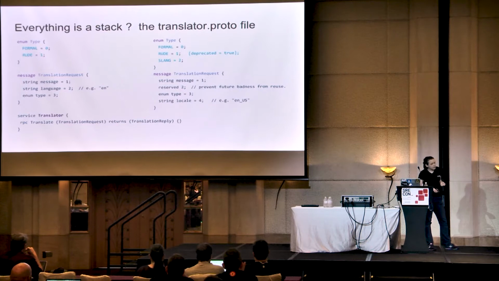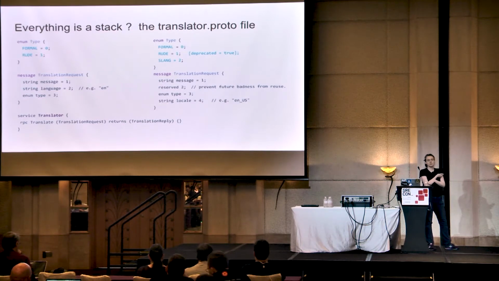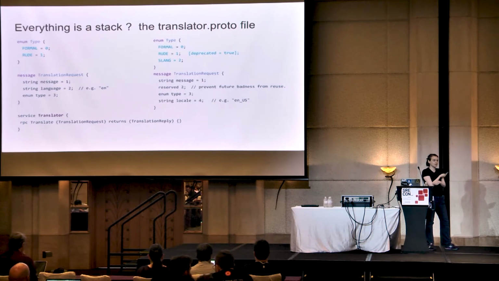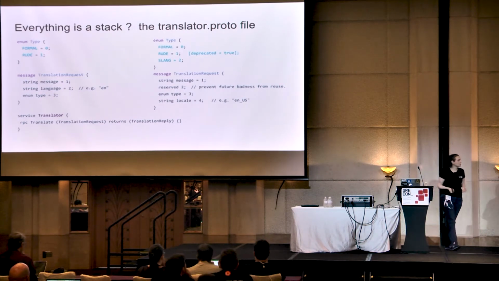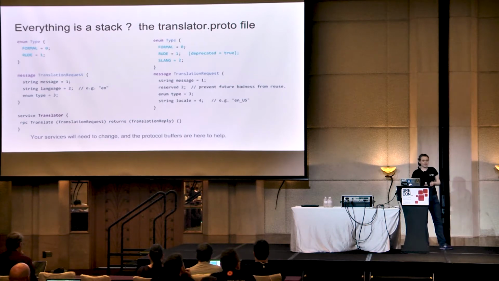So the deprecated fields, we mark them true, so you'll get a warning when someone does a build on those. And where we have reserved, it's to reduce the chance of future badness by someone using or reusing a field and doing the wrong thing with it or causing it not to work properly. So as your services change, the protocol buffers are there to help.